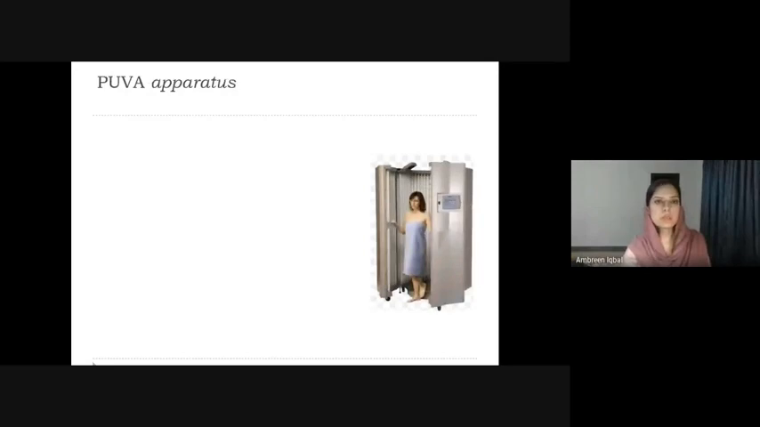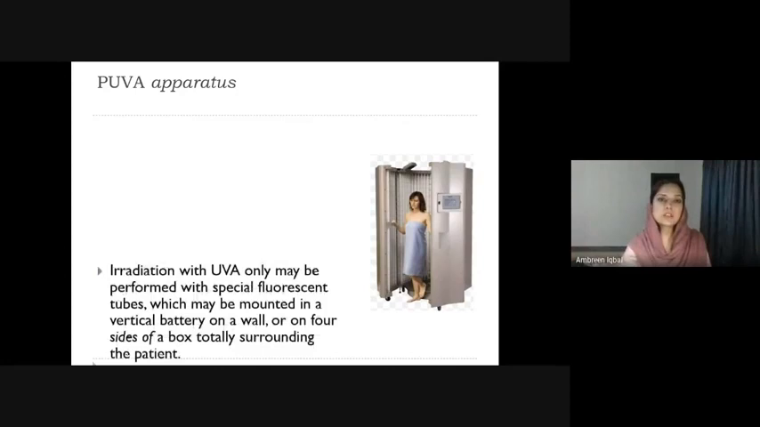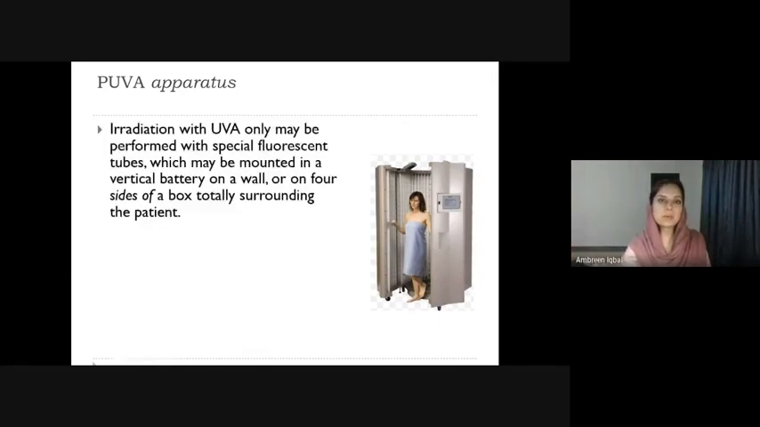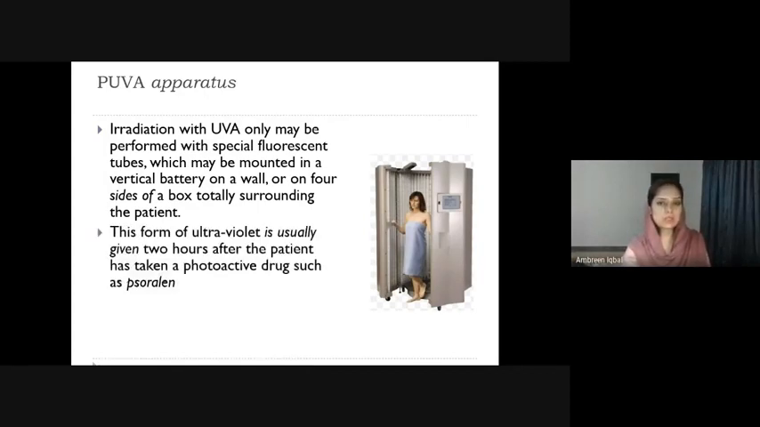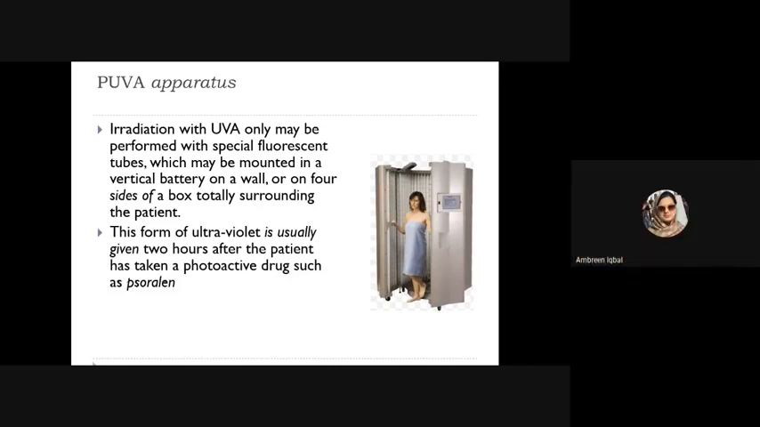This is PUVA, meaning Psoralen ultraviolet A apparatus, and irradiation with ultraviolet A only may be performed with special fluorescent tubes which may be mounted in a vertical battery or in a wall on its four sides, totally surrounding the patient. This form of ultraviolet is usually given 2 hours after the patient has taken a photoactive agent called psoralen drug. Hence, this term PUVA, or Psoralen ultraviolet A, is named for this purpose.